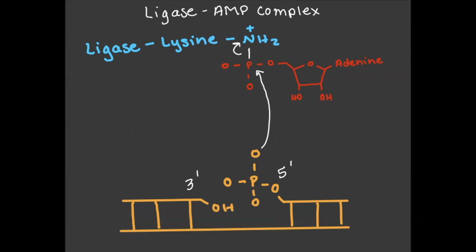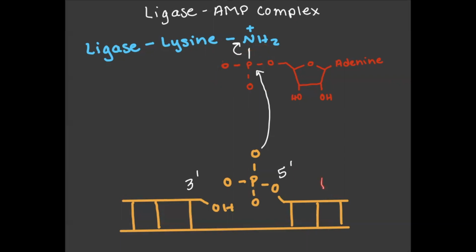We have now formed our ligase AMP complex. AMP refers to this portion of our structure because AMP stands for adenosine monophosphate, and we only have one phosphate group left on our structure. With this new complex, we can now interact with our DNA fragments.